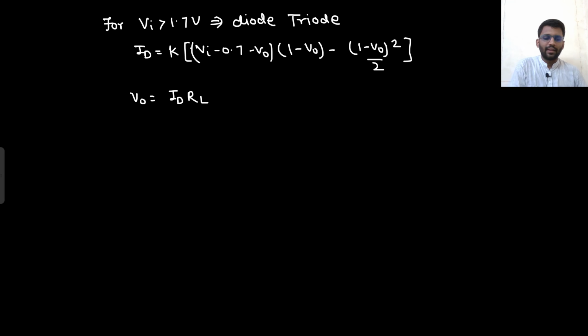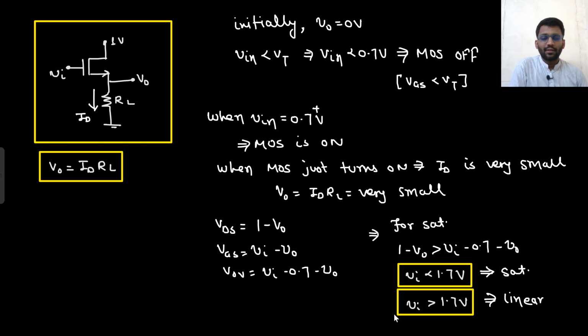This is your ID, and your V naught would be ID into RL. Right? Now again you will have a doubt. Sir, what will happen if we increase V in? The V naught will increase or it will decrease? It will again increase. If you are increasing the gate potential, it is certain that your current is going to increase and V naught will increase, but not as fast as it could.